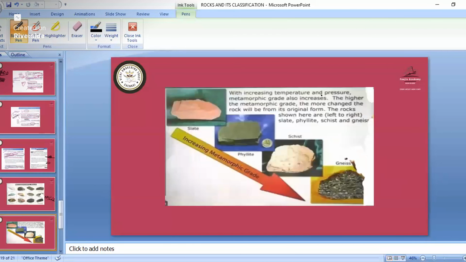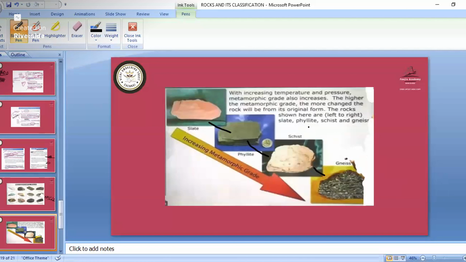With increasing temperature and pressure, the metamorphic rate also will increase. Now see, these are all metamorphic rocks only. Due to the increase in temperature and pressure, slate will turn into phyllite. Then phyllite will turn into schist. Then schist will turn into gneiss. So remember all these rock names.